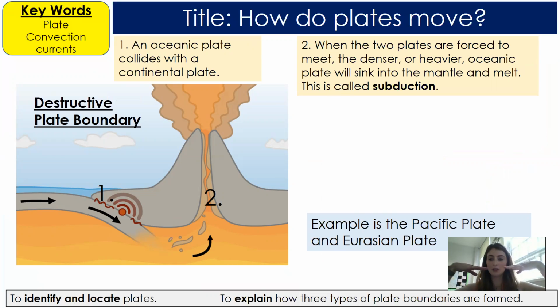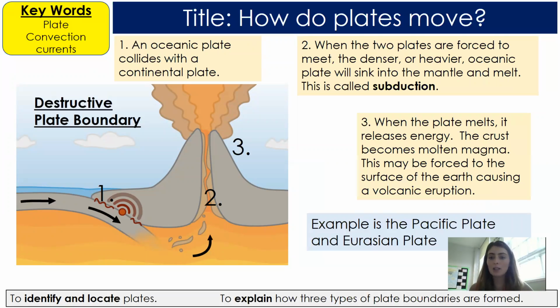So we've got 2 plates which are meeting, they're coming together, and one, which is the heaviest and the most dense, is subducted, which sinks below the other. As it's subducted, the part which is in the mantle begins to melt. Because it begins to melt, there's a release of energy, and this energy is released often through volcanoes and through volcanic eruptions as molten magma is forced onto land through the crust. And there's an example there of the Pacific plate and the Eurasian plate as well.